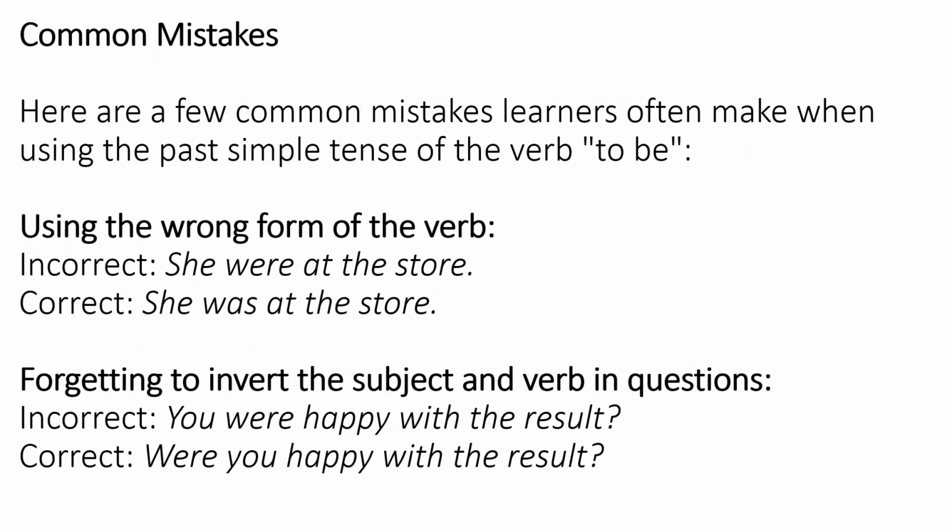Common mistakes. Here are a few common mistakes learners often make when using the past simple tense of the verb to be. Using the wrong form of the verb. Incorrect: She were at the store. Correct: She was at the store.